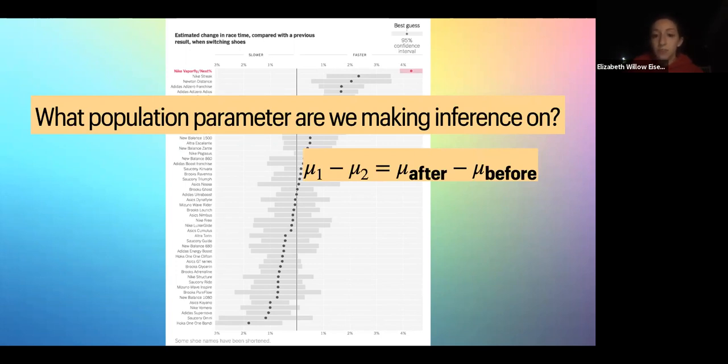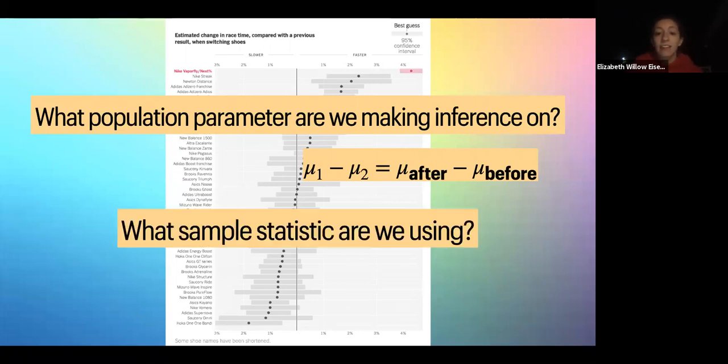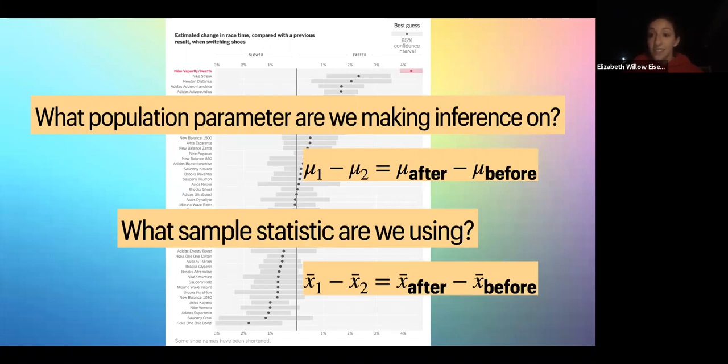So mu1 minus mu2, where mu1 is the mean race time after switching, and mu2 is the mean race time before switching. So it's that difference in race time. And then the sample statistic that we use to make inference on this population parameter is going to be the change in sample means. So x1 bar minus x2 bar, meaning the mean of all of these different runners, all of their times afterwards, minus the mean of all of their times before.